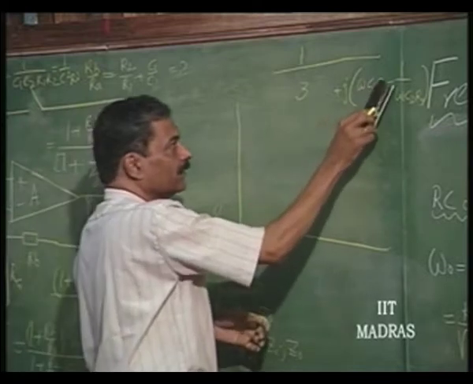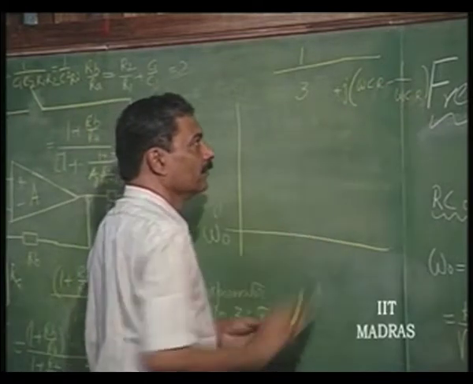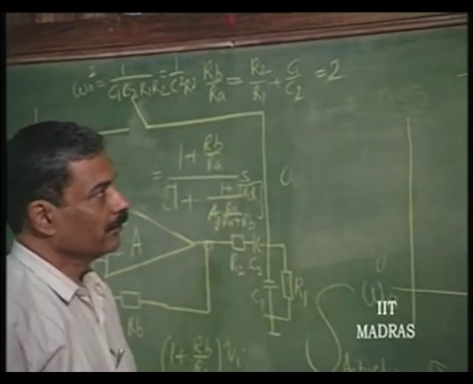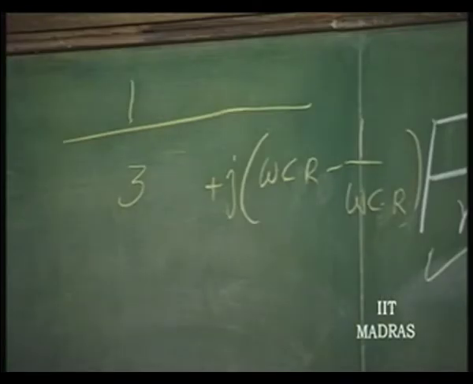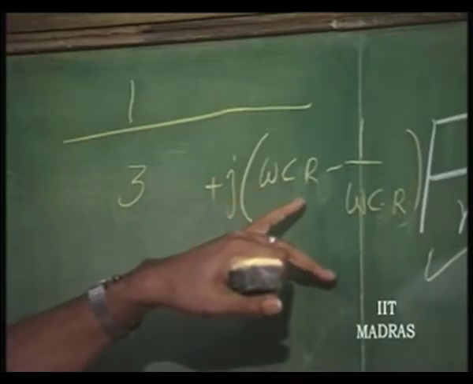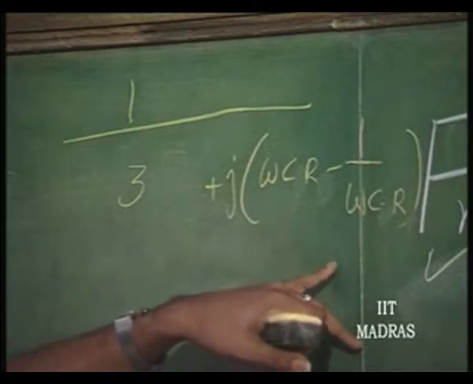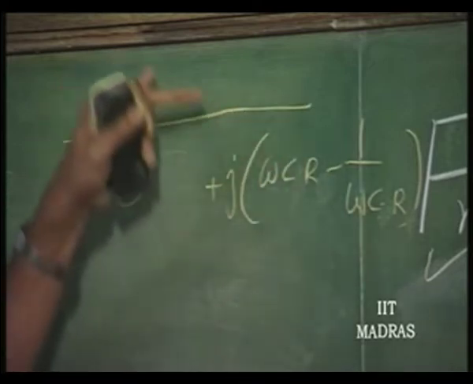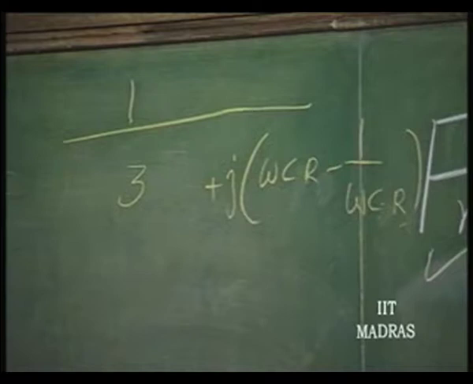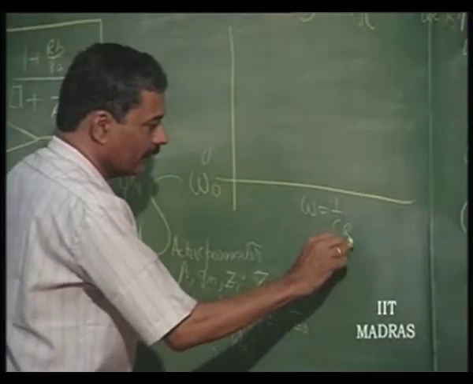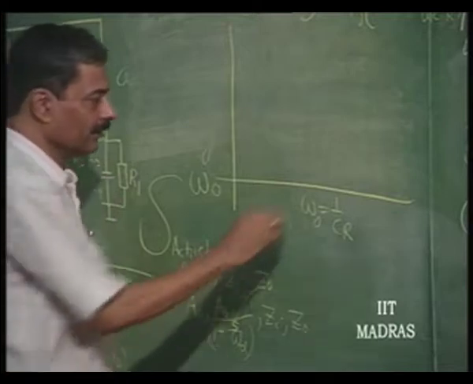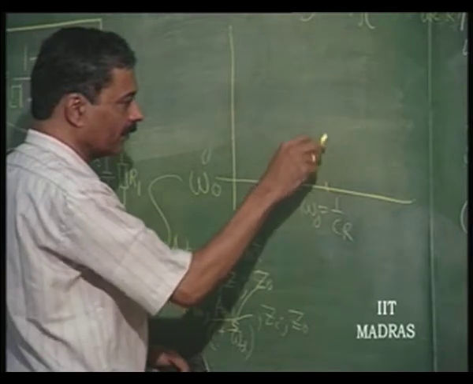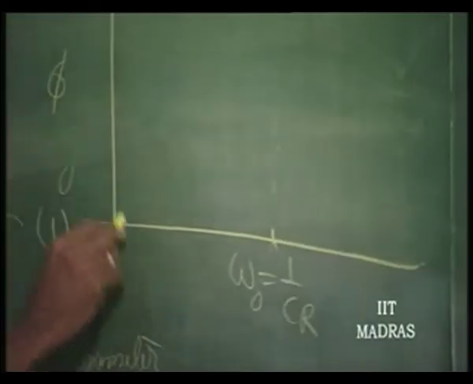So, this is C, this is R, this is the condition. You will see that at omega equal to 1 over CR, the phase is 0, it is just 1 over 3, right. So, at omega equal to 1 over CR, which we are calling omega naught. This is not the actual frequency of oscillation, this is the theoretical frequency of oscillation at omega naught. The phase is 0, let us say phi is 0 here.